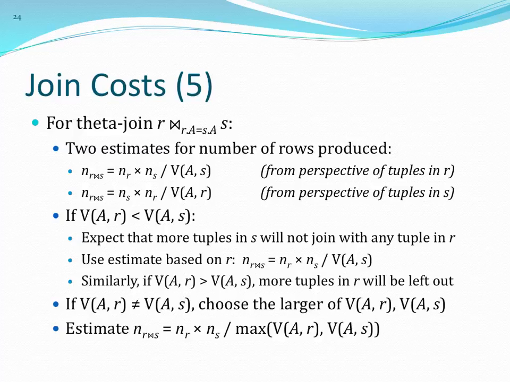Notice our last line. If we have a theta join between R and S, or let's just constrain ourselves, the theta is just R.A equals S.A. In this situation, we just multiply the number of rows in the two inputs, and then we divide that by the larger of the two distinct value statistics. Okay? And that becomes our theta join estimate. All right?